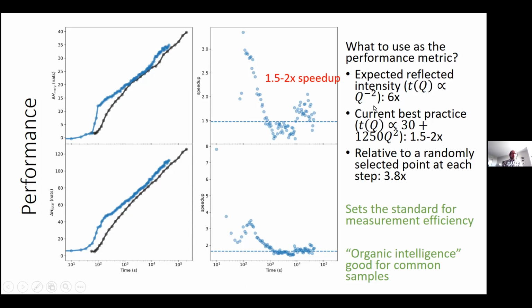I would just like to point out that even relative to our best practices, the autonomous measurement is doing better. And so I would say that this sort of sets the standard for the measurement efficiency. It's possible that my algorithm could be very much improved. So this might not be the best you can do, but it's certainly even doing better than our best practices. On the other hand, our organic intelligence does pretty well for common sampling.